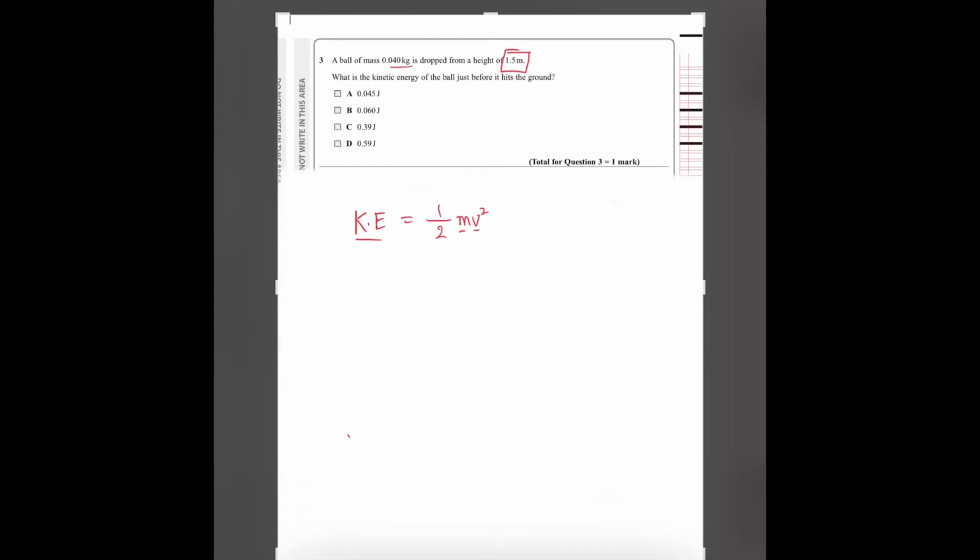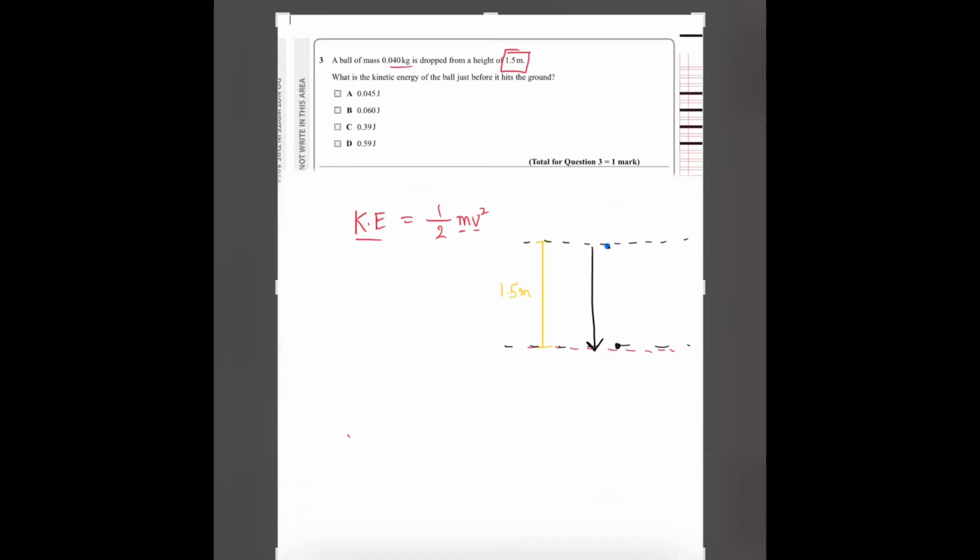But there is another piece of knowledge that we can use. Let us consider that this is the ground and we have the ball here, and the distance between the ground and the ball is 1.5 meter. At this level above the ground, the ball has gravitational potential energy of a certain value, and when this ball moves to the ground, the total gravitational potential energy gets converted into kinetic energy.